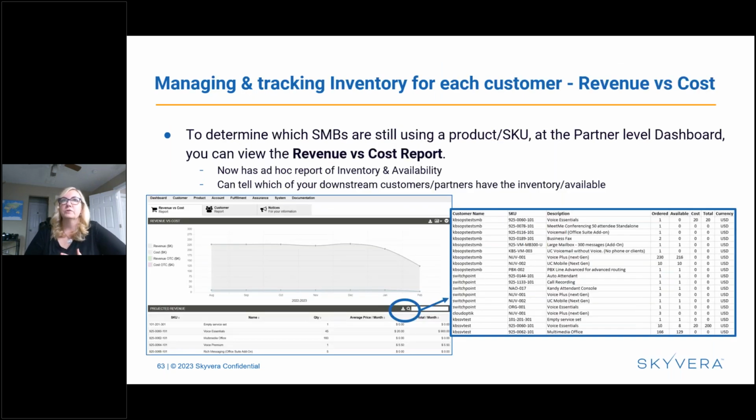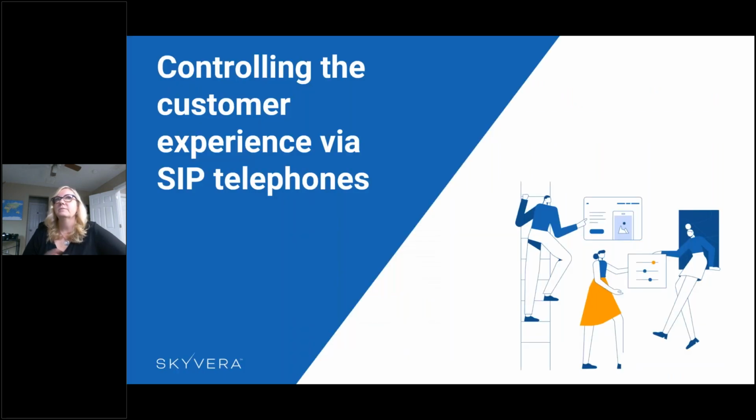This again shows that revenue versus cost in the dashboard. It's not a scheduled report, and you see it by customer name, which is the domain. You see the SKU, the description, ordered and available, and that will tell you at the partner level who's using, like what customers are consuming this inventory. Let's go to the next. And I believe that hands over to you.